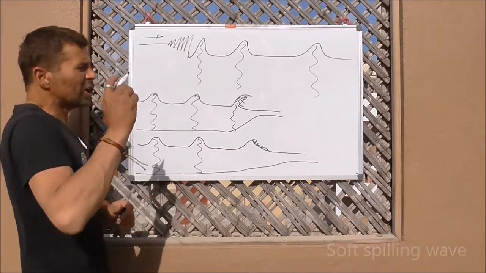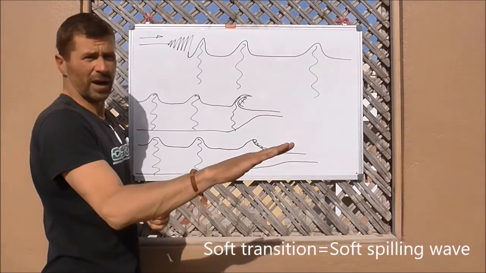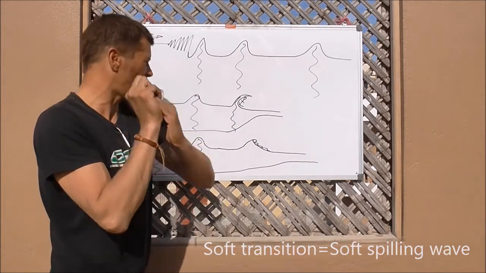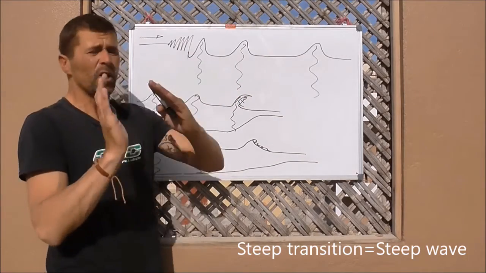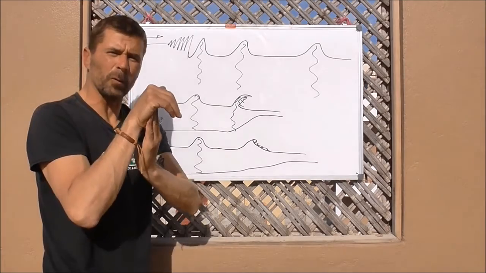So the key points to this are, if you've got a nice soft transition to your beach or your reef, you'll get a nice soft spilling wave. Whereas if you've got a very steep transition to your beach or your reef, you'll find your wave breaks very violently, giving you hollow dumping waves.